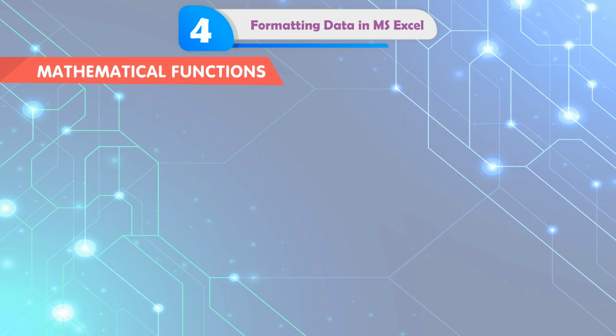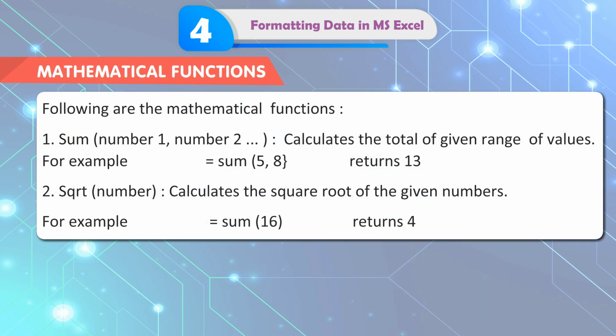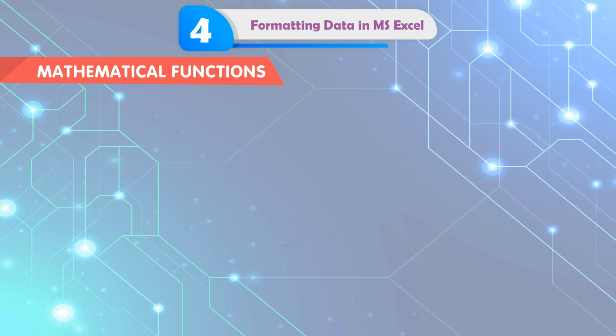Mathematical functions. Following are the mathematical functions. SUM (number1, number2) calculates the total of a given range of values. For example, =SUM(5,8) returns 13. SQRT(number) calculates the square root of the given number. For example, =SQRT(16) returns 4.